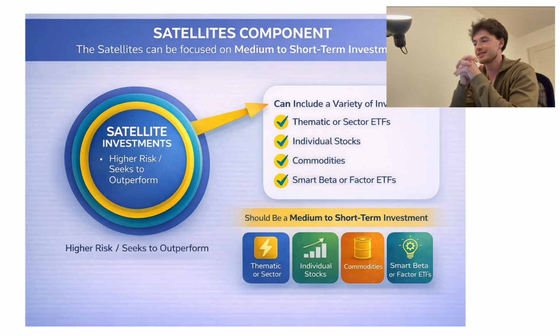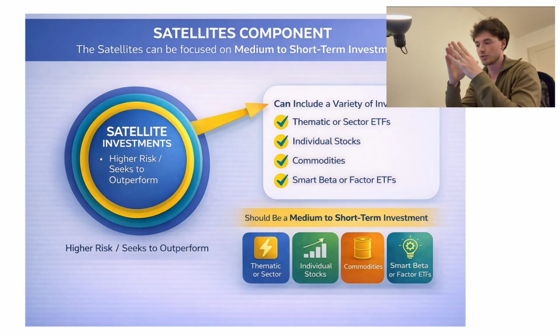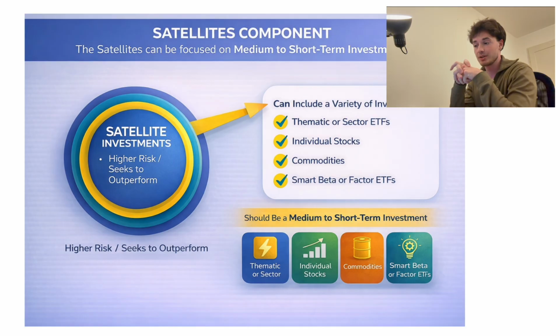Okay, let's pass to the satellite component. So we said that we have our major, biggest core component, which is made by just one ETF that tracks the MSCI World Index or the FTSE All World. And yes, let's talk about the satellite component. The goal of this component is to pick higher risk, but it's also to seek to outperform the market, so to actually beat the global index.